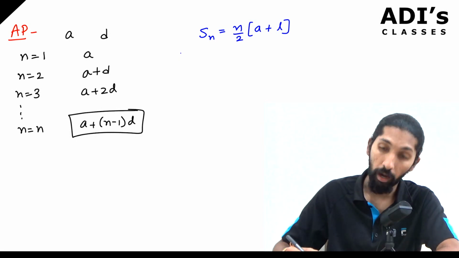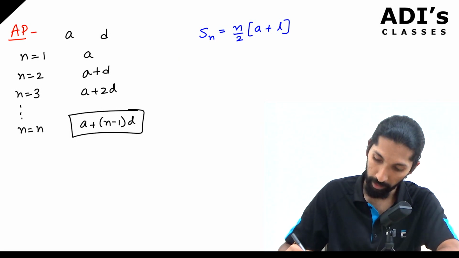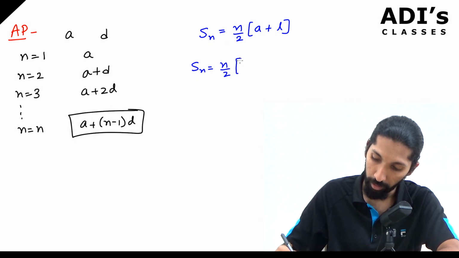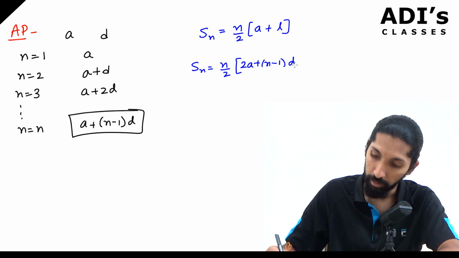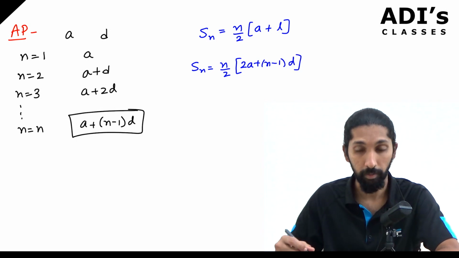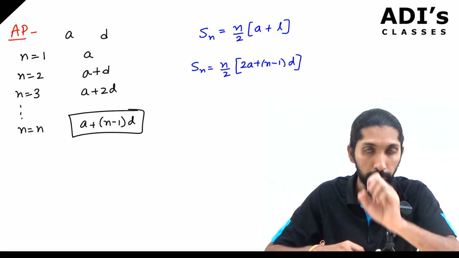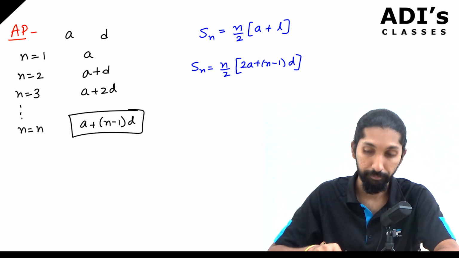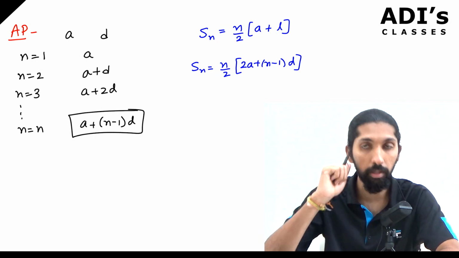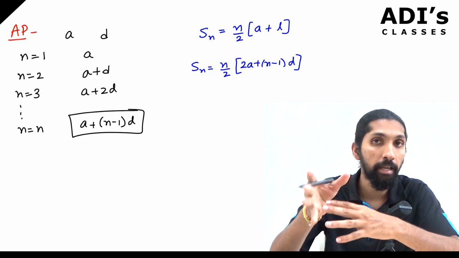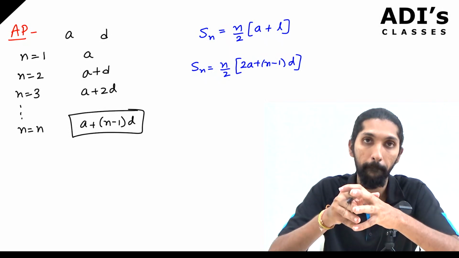Another formula, Sn is equal to n by 2 into (2A plus (n minus 1) into D), which I'm sure all of you remember because this is the formula we generally use in solving any sort of problem. These are the two formulas for sum of n number of terms of an AP.